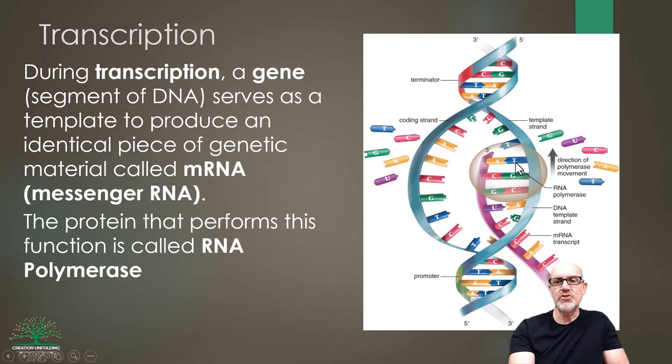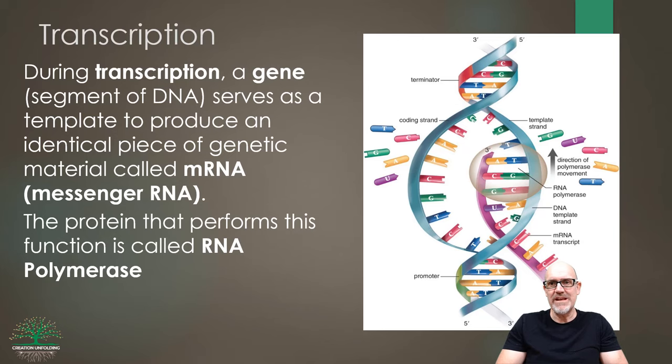So notice also that the RNA molecule, this is the thing that's being transcribed, is a different color, this purpley color. It does not have two rungs like DNA. DNA has two rungs in it. It's double-stranded, but RNA is single-stranded. And that's one of the major differences between DNA and RNA.